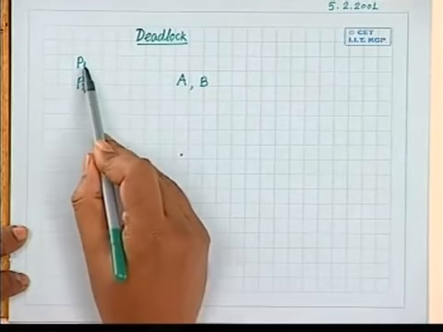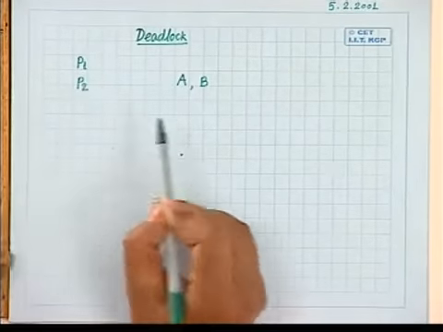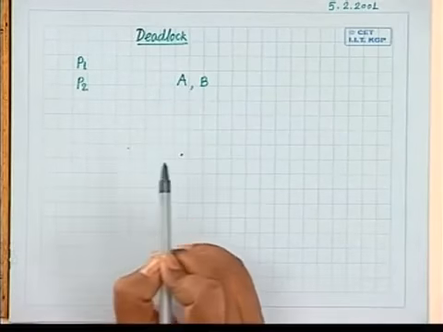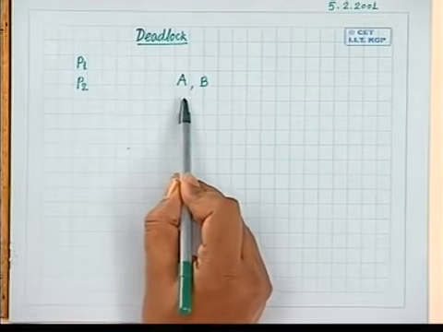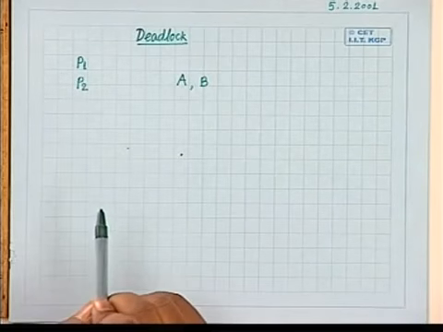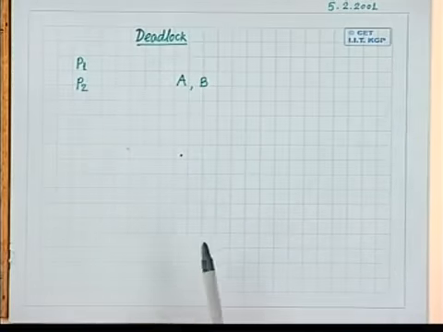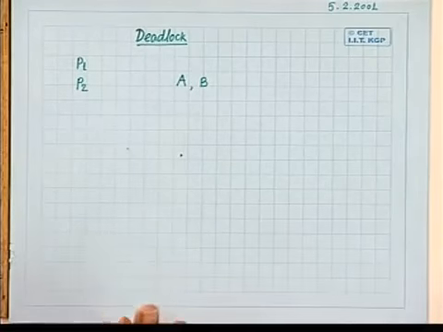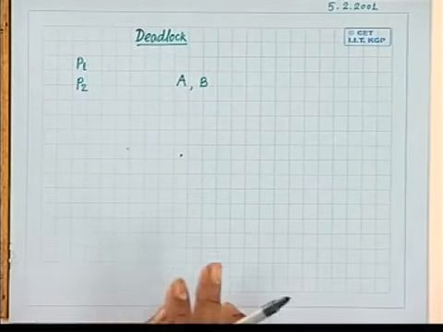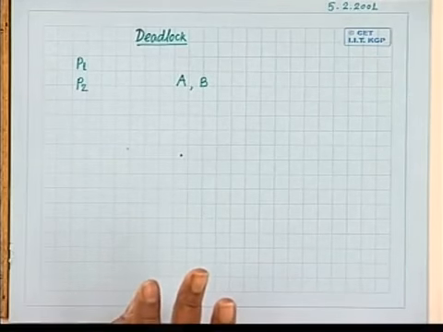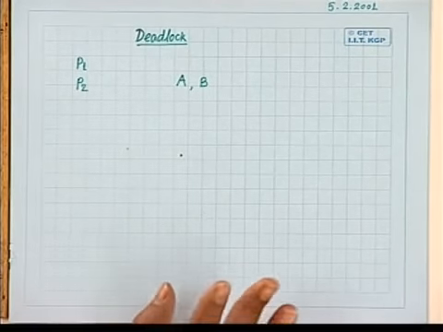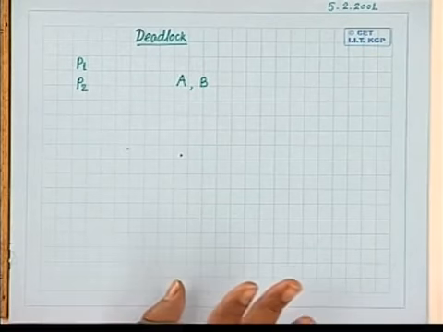P1, for its completion, requires both the resources A and B. Similarly, P2 also requires both the resources A and B. And their operations can be complete only when both the resources are available. Until and unless both are available, they cannot complete their operation. And the resources will be released only after completion of the process.